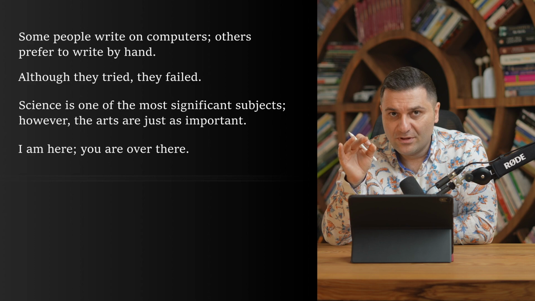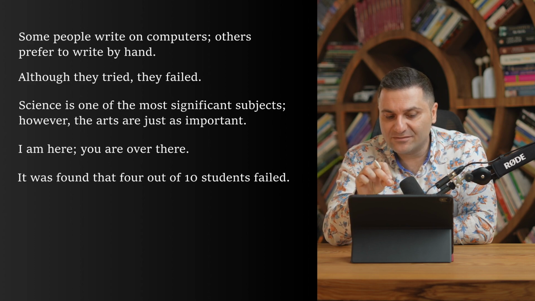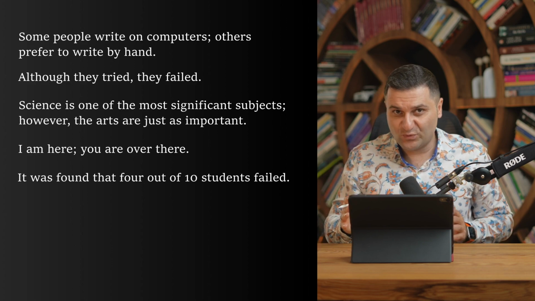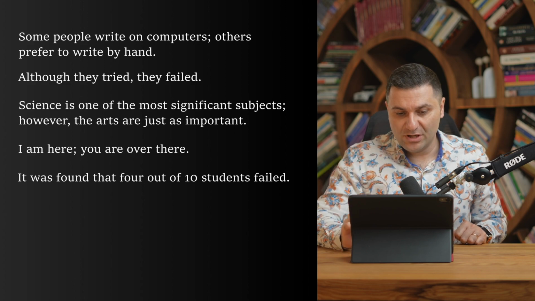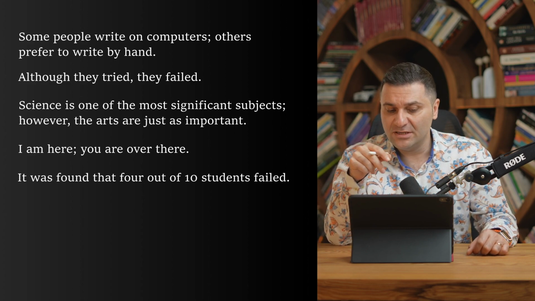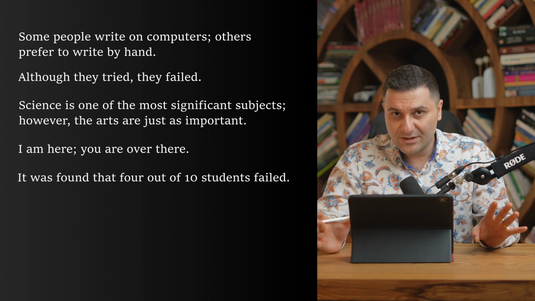For example, this is correct: it was found that 4 out of 10 students failed. So 4 is a number between 0 and 9, so we spell out the number, all right? However, the next sentence is incorrect because we're using a list.